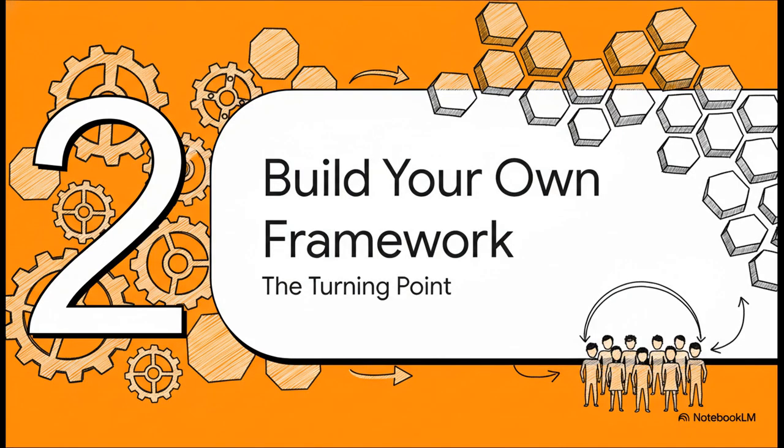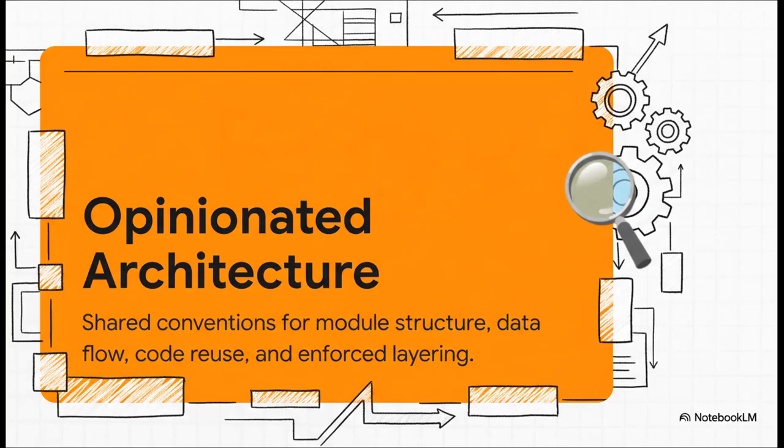So what's the fix? How do you get out of this mess? Well, the big aha moment is realizing you have to build your own opinionated framework right on top of React. Now hold on, I'm not talking about some giant, rigid, complicated thing. I'm talking about a set of clear, shared rules that everyone on the team agrees to follow. An opinionated architecture, that is the missing blueprint. It's a shared mental model for the whole team.